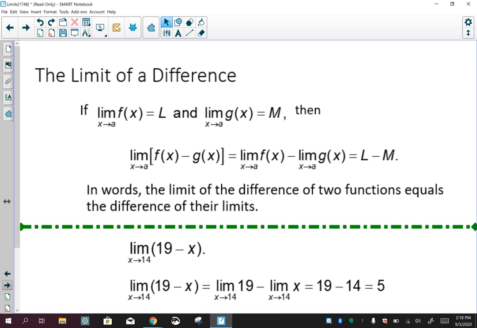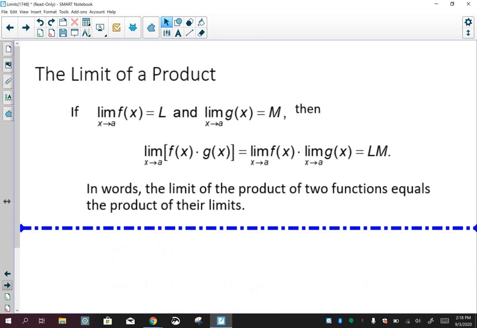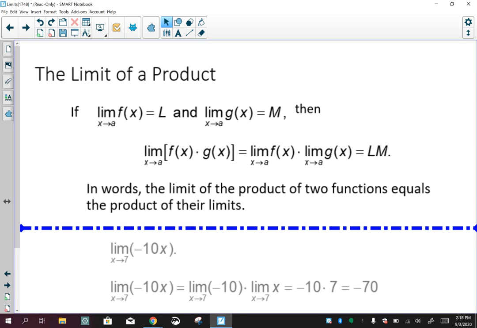Next one. Product. Same exact as the other two. You're going to take them, split them up, and then multiply your answers together. So same thing. The limit of negative 10x, I'm going to take that 10 and that x and split them up. And then I wind up with the limit as x approaches 7 of negative 10 times the limit as x approaches 7 of x. Put them together, multiply them out, and I get negative 70.